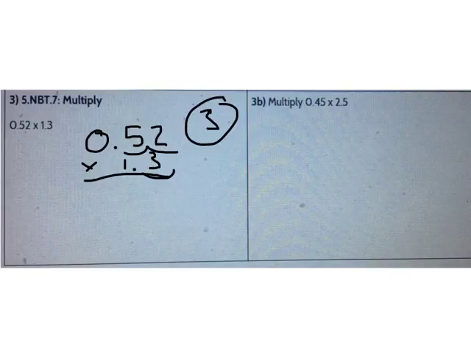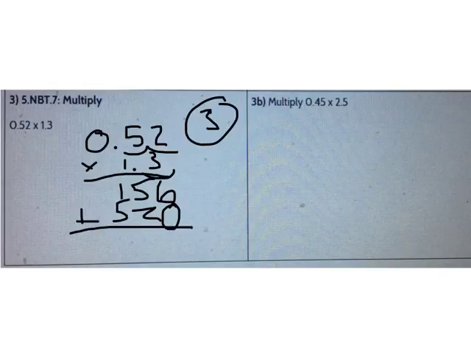Now I can multiply 52 times 13. What's 3 times 2? It's 6. What's 3 times 5? It's 15. I can drop my 0. What's 1 times 2? It's 2. What's 1 times 5? It's 5. And now I can add. 6 plus 0 is 6, 5 plus 2 is 7, and 5 plus 1 is 6. I need to place 3 numbers behind the decimal point. So what would my final answer be? It would be 0 and 676 thousandths.